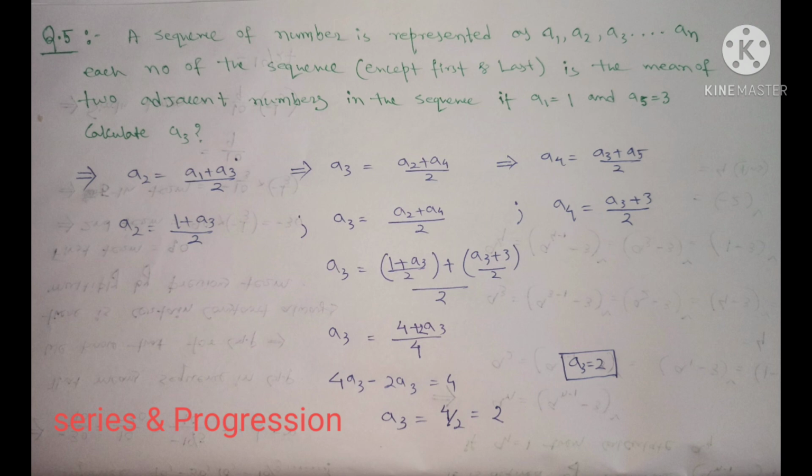Because in the question it is given that each number of the sequence is the mean of two adjacent numbers in the sequence, we can write these three. So next, a2 is equal to (1 plus a3) by 2, because a1 is equal to 1 is given in the question. a4 is equal to (a3 plus 3) by 2, because a5 is equal to 3 is given. Now come to a3. a3 is equal to (a2 plus a4) by 2. So put the value of a2 and the value of a4. Now calculate, and from the calculation you will easily get a3 is equal to 2.